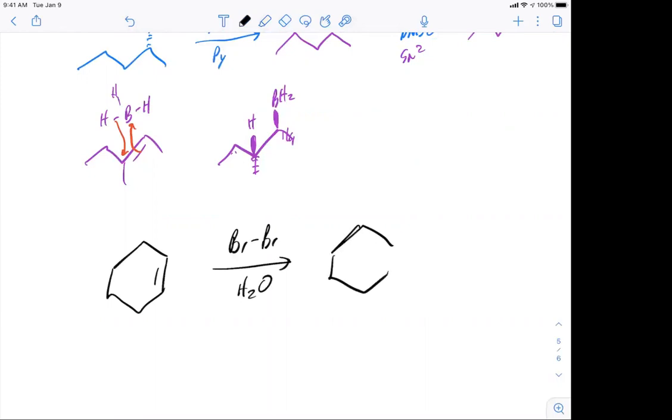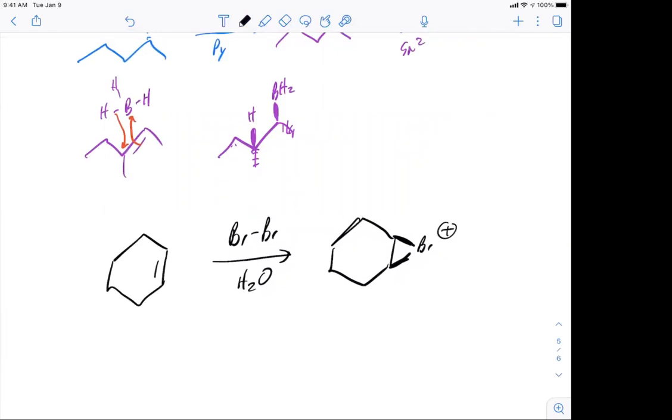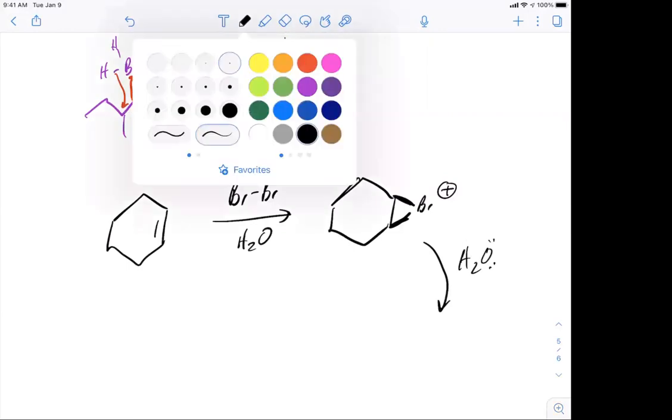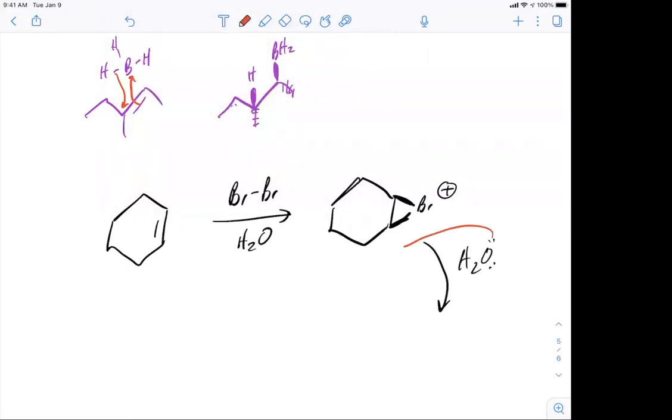So yes, the first step of this is syn, right? So it is syn, but can I stop at this brominium ion? No, so I can't stop at the brominium ion. I have to go on. This is not a stable species. So although this intermediate is syn, the second step, which has to occur because this is not stable, it's going to break open, right?